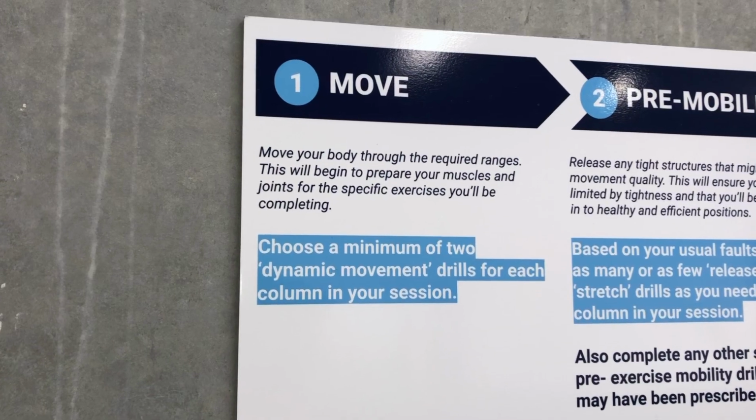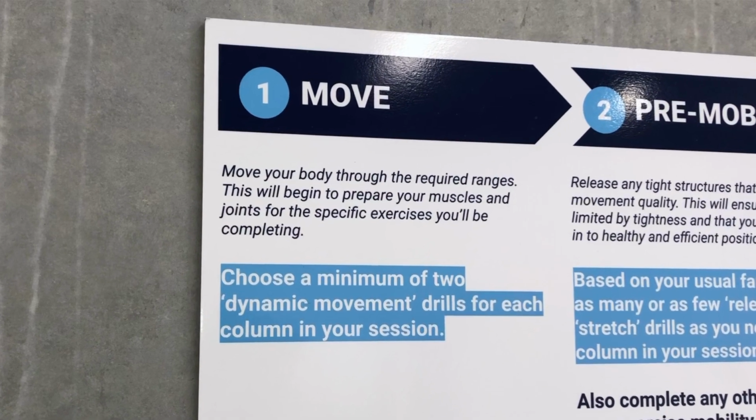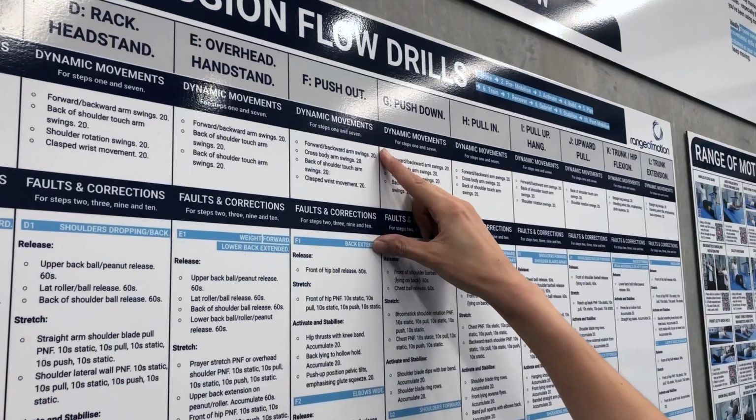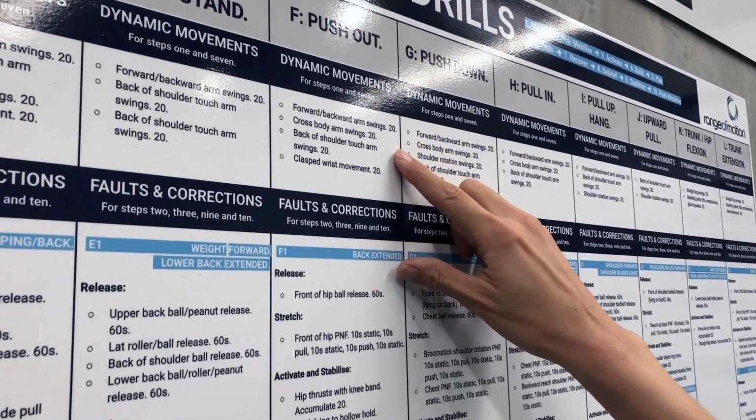The first step in our Range of Motion session flow is move, where we prepare your body, your muscles and your joints for the ranges of movement they're going to be performing for that day. Now, you'll choose a minimum of 2 of the dynamic movement drills from each column in your session.